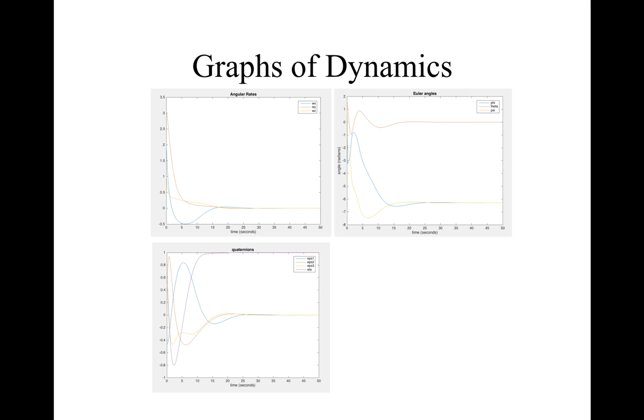This last slide graphs the equations of motion over a period of 50 seconds. When aligning itself with the LVLH frame, the Euler angles go to 0 or negative 2 pi. The angular rates go to 0 and the quaternions go to 0, 0, 0, 1. Depending on the gains of the PD controller, the dynamics will align slower or more quickly.